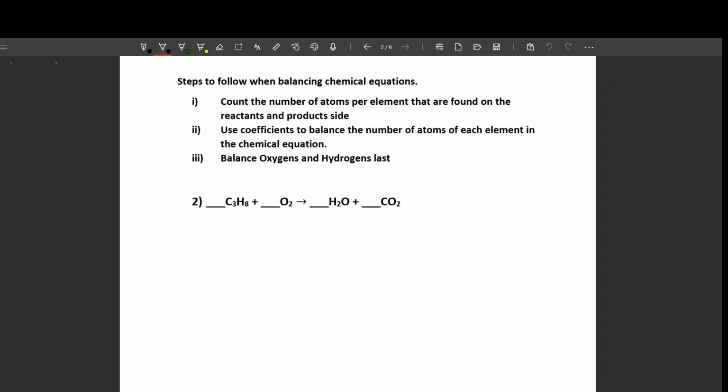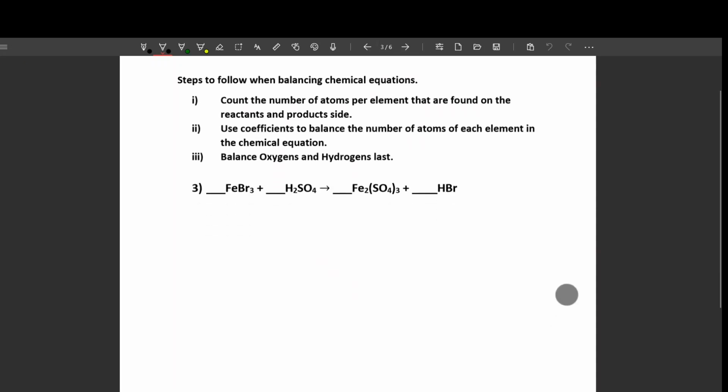Okay, let's look at another example. This is a bit interesting now because instead of having my atoms with no brackets, I've introduced brackets now. Let's try and understand what this means. Let's look at our reactant side first. We'll get to the products later.